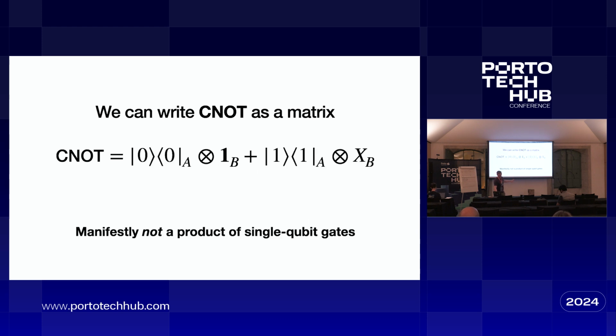Okay. So this is C naught, okay? It says, if I have a state 0 on qubit A, then I apply the identity to qubit B. If I have the state 1 on qubit A, then I apply X. That's how to read that. And in both cases, I leave the first qubit alone. Yeah?